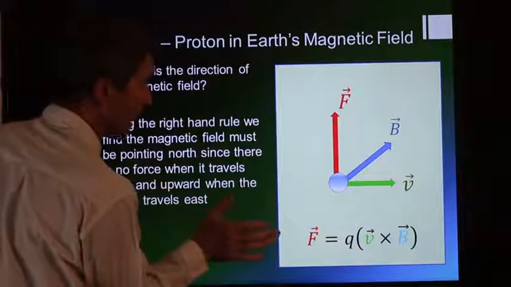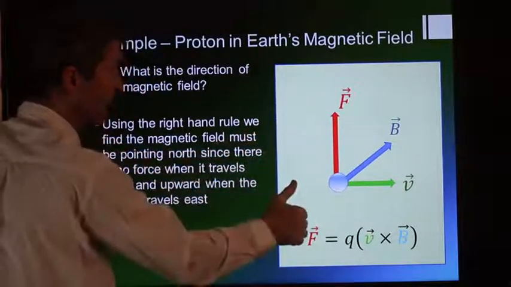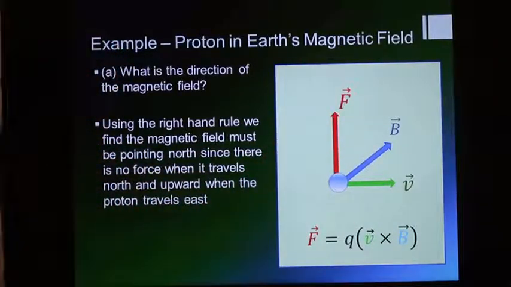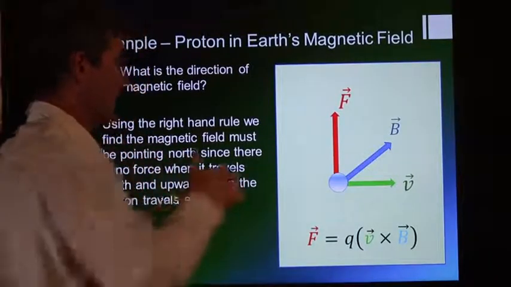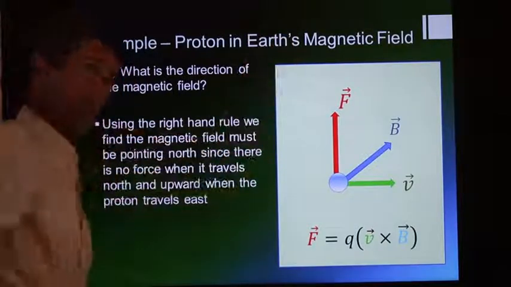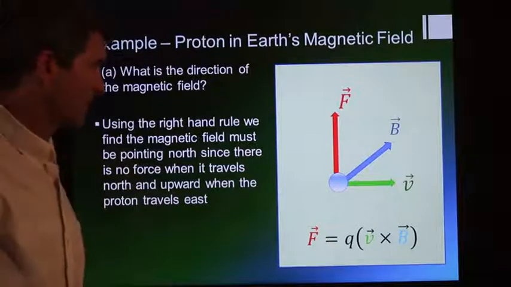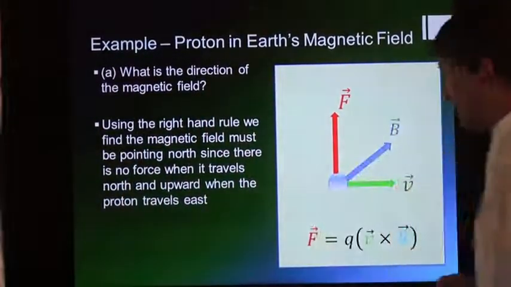But again, we have V to the east, we have the force, which is upward, and then we do V cross B, that shows B heading northward. So this is oriented a little bit differently, where east-west is this way, south and north are this way, and up and down are up and down on the screen. Again, three dimensions is not easy to visualize.